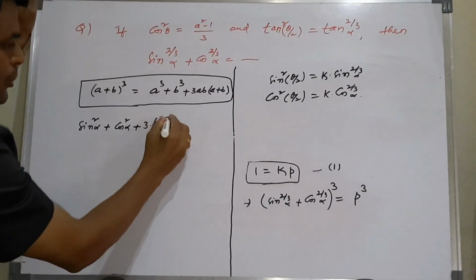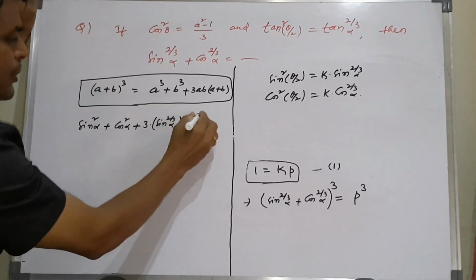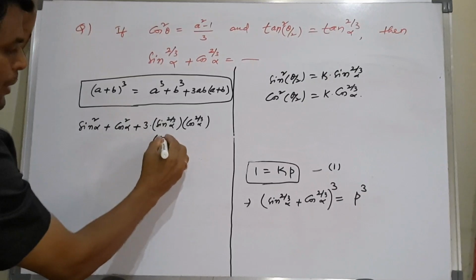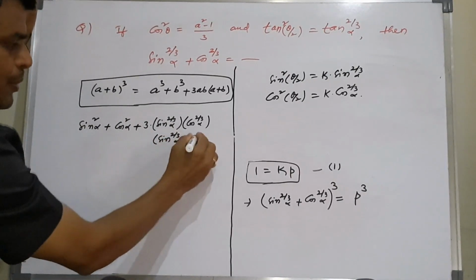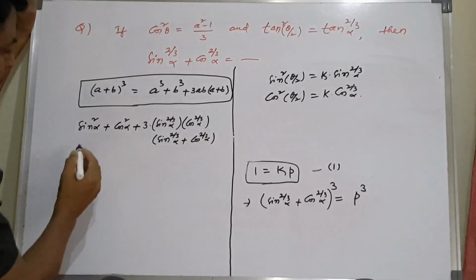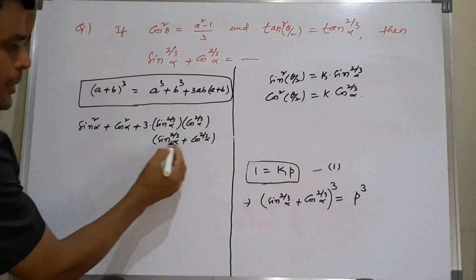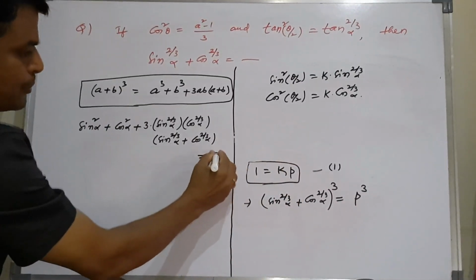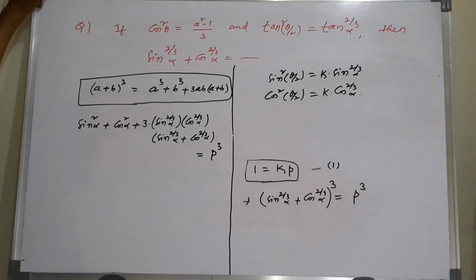sin power 2 by 3 alpha into cos power 2 by 3 alpha into sin power 2 by 3 alpha plus cos power 2 by 3 alpha. It's like a cube plus b cube plus 3a into b into a plus b. That is equal to p cube.